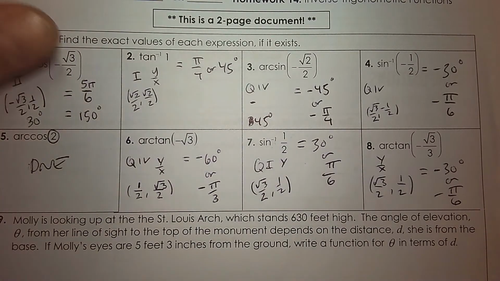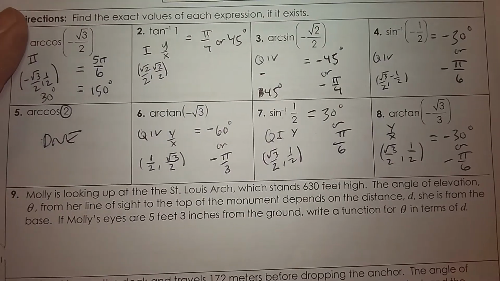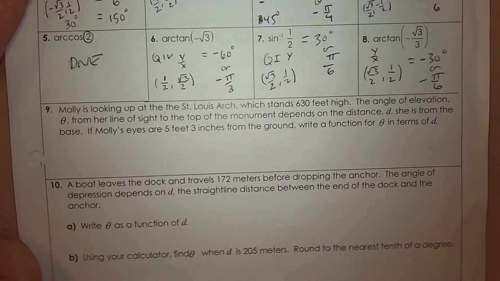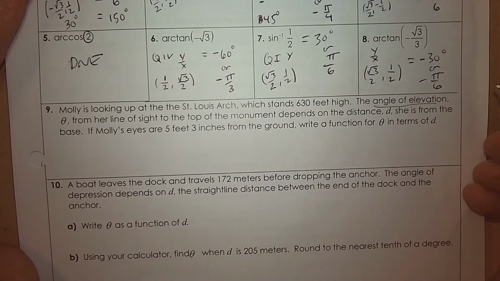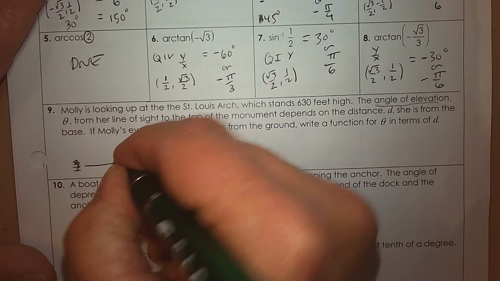All right, number 9. Molly is looking up at the St. Louis Arch. And it stands really tall, 630 feet tall. The angle of elevation from her line of sight. So here's Molly, and she's looking at the arch.